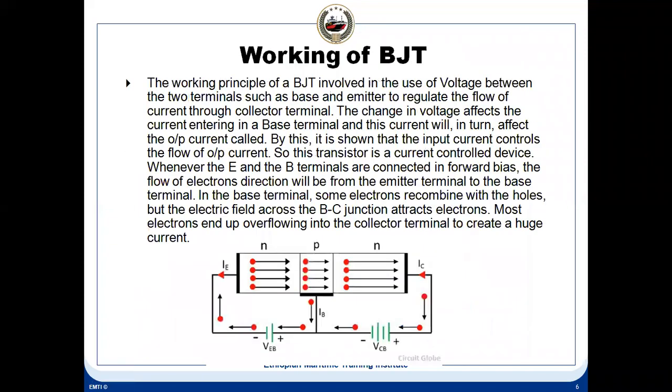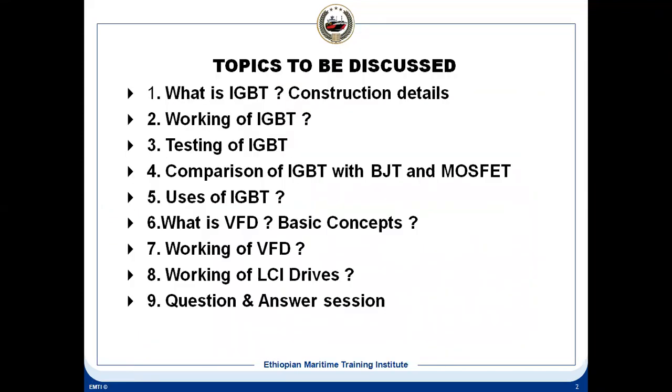I will go again to the beginning slide. What we have discussed is what an IGBT is and what the constructional details are. An IGBT is a combination of a BJT and a MOSFET. BJT is a current control device because a small base current controls the current between emitter and collector. And MOSFET is a voltage control device because the voltage you apply on the gate controls the current between source and drain.